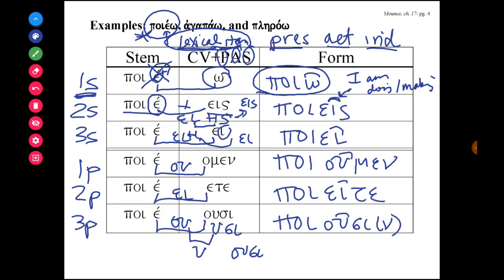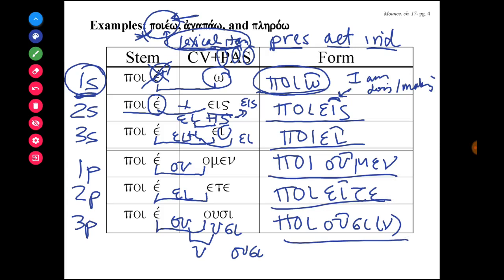So let's say the present active indicative for the contract verb poieo, which is I am doing, I am making, from the first person singular all the way to the end. Let's say it together. Ready? 1, 2, 3. Poio, poies, poie, poiumen, poiete, poiusi.